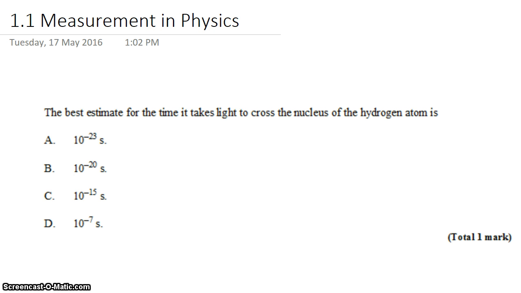We're looking at the process of estimation. We want to know what the best estimate is for the time it takes light to cross the nucleus of a hydrogen atom. And we're given a bunch of choices. Well, let's take a look at what we know.